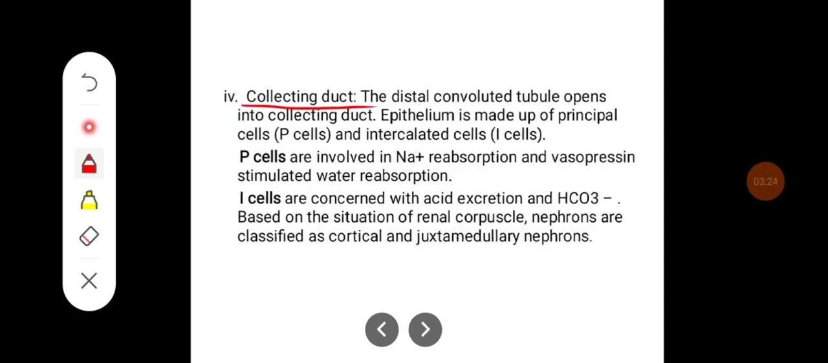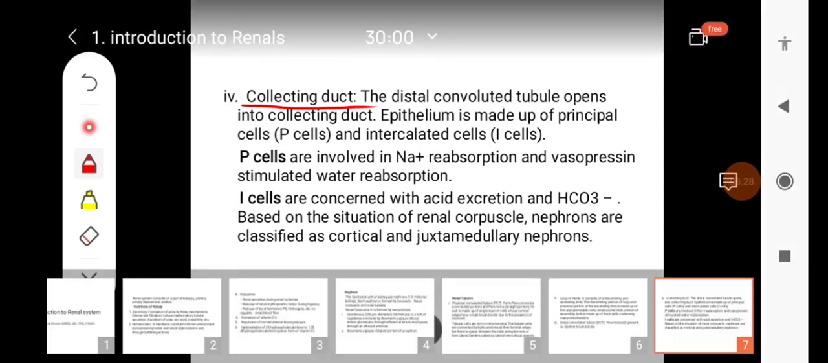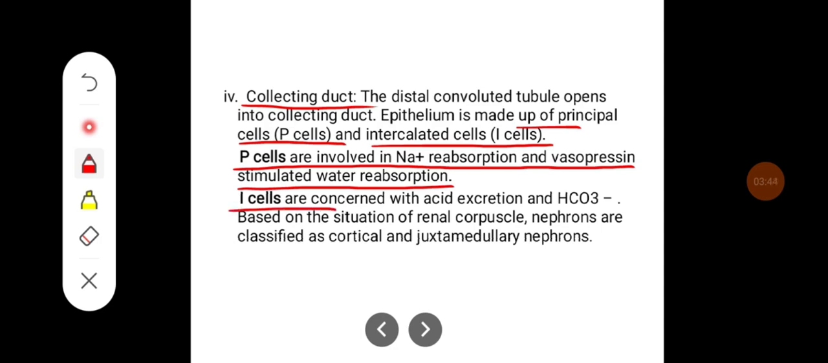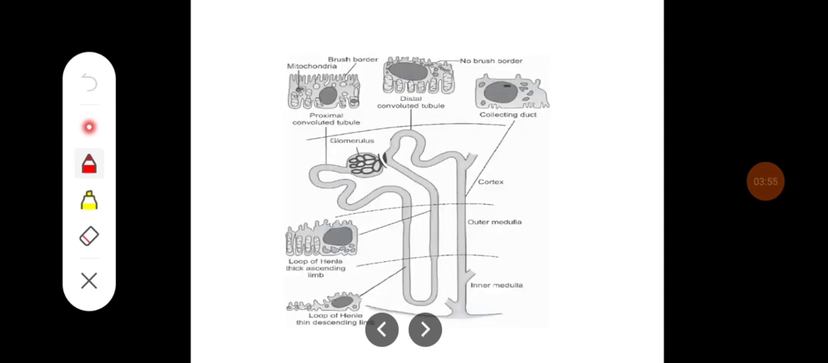Collecting duct. The distal convoluted tubule opens into collecting duct. Epithelium made up of principal cells, that is P cells, and intercalated cells, that is I cells. P cells are mainly involved in sodium reabsorption and vasopressin stimulated water reabsorption, whereas I cells are concerned with acid excretion and bicarbonates. Based on the situation of renal corpuscle, nephrons are classified as cortical and juxtamedullary nephrons.